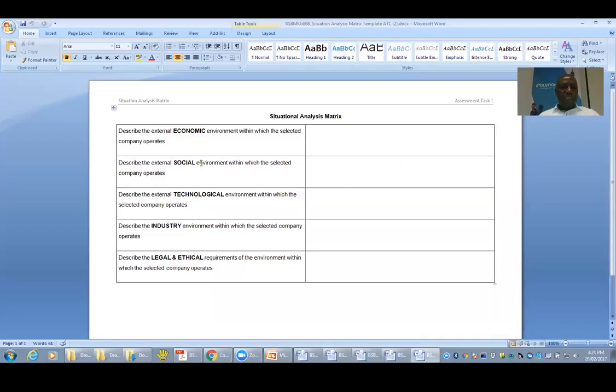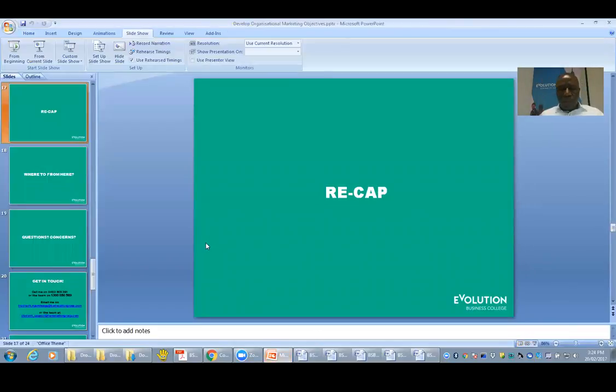Situational matrices: this is your PEST. As you can see: economic, social, technological, industry, and legal and ethical. It is generally asking you to do a PEST analysis, which we've covered before. So as a wrap-up, what I would urge you to do is look at your analysis, go and research thoroughly PEST, SWOT, Ansoff, McKinsey's, and use those frameworks to answer the question that you're given.